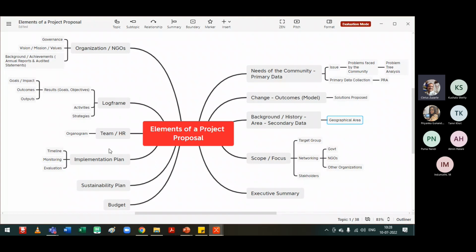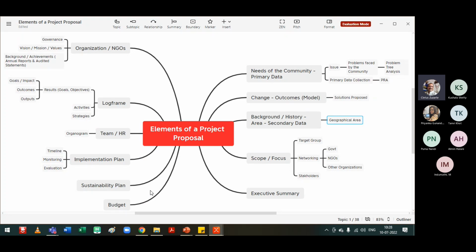Okay. Another important element that you can see is the implementation plan. Now you have all these points of the log frame and what exactly you plan to do, but then you need to say how you would go about implementing it. Your implementation will involve a timeline, a monitoring aspect to it, and an evaluation. Okay, this will then be coupled by a sustainability plan.